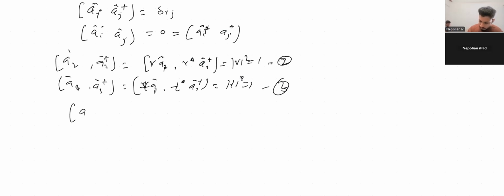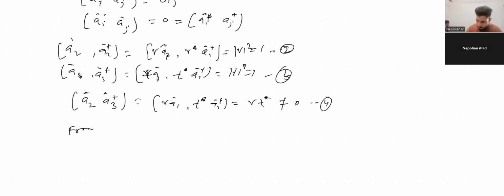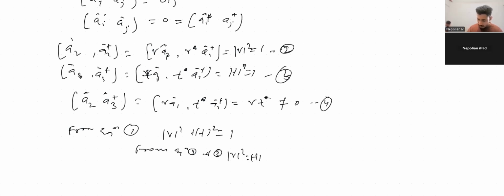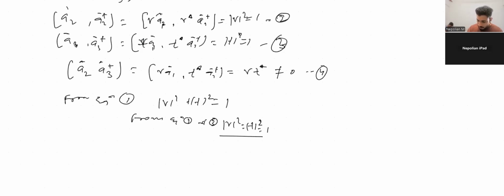A2, A3 dagger will give R A1, T star A1 dagger. This will give R T star, which is not equal to 0. This is equation 4. So from equation 1, mod R squared plus mod T squared is equal to 1. And from equations 2 and 3, mod R squared is equal to mod T squared is equal to 1. Thus, equations 2 and 3 are wrong. Similarly, R T star must be equal to 0 as the commutator for A2, A3 dagger is 0, but it is not equal to 0. So equation 4 is also wrong.